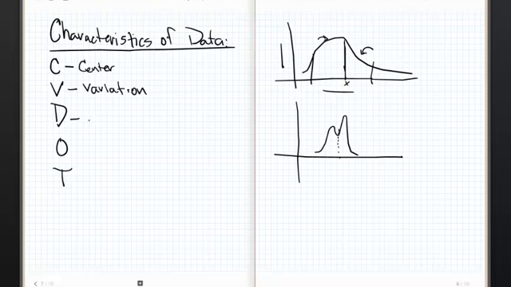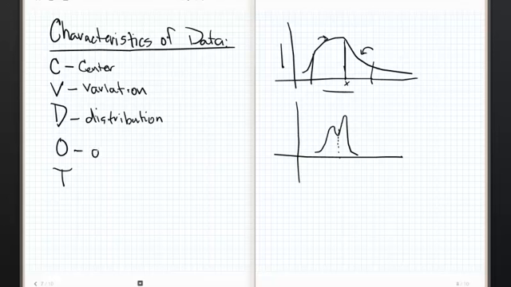D is for distribution. Distribution is, what's the shape of the distribution? What's it look like? And this one's got a real clean shape. It's kind of got this weird tail going on over here. This has sort of a bicameral shape. It almost looks like a camel's hump, doesn't it? So you pay attention to those kinds of things. What does the distribution look like?